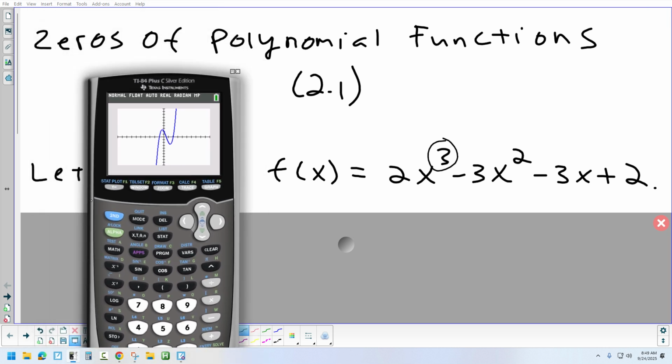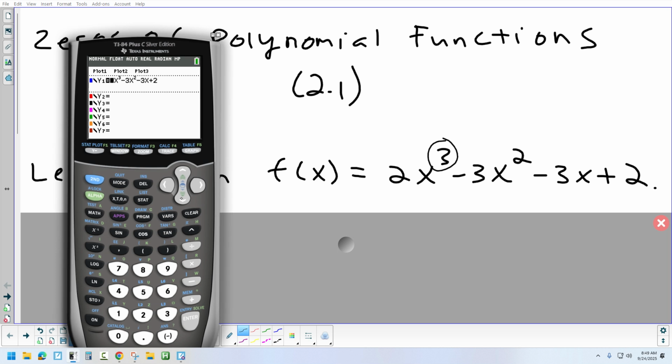The highest exponent that we had in that equation was a 3. If you subtract 1 from the highest exponent, that tells you how many times the graph could turn. That's what that highest exponent tells you. So highest exponent's a 3, subtract 1 from it, you get a 2. That means this graph could turn 2 times, and it does. It turns here, and then it turns again right there.